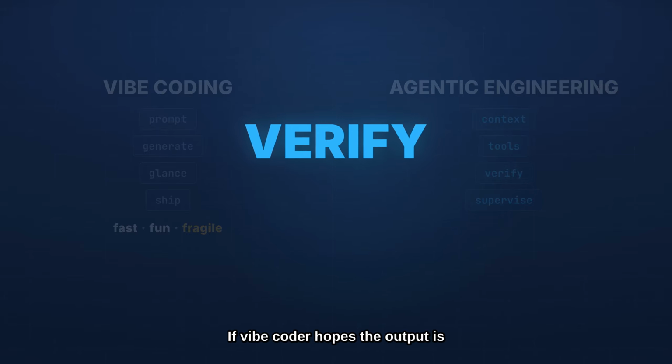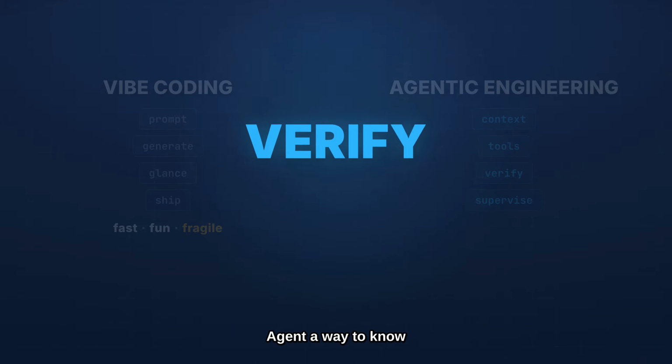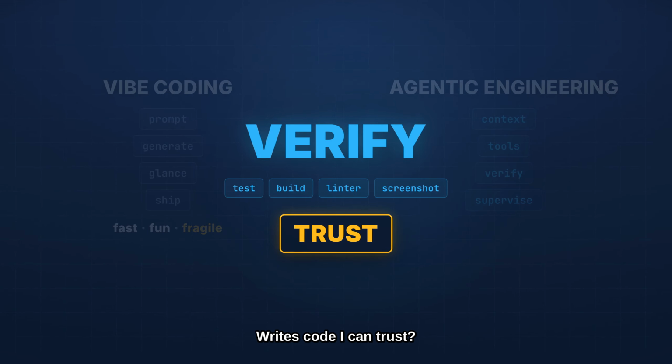A vibe coder hopes the output is correct. An agentic engineer gives the agent a way to know: a test, a build, a linter, or a screenshot, and closes the loop so the agent catches its own mistakes before you ever see them. That's the shift this whole series is about. Not how do I get Claude to write code? It already can. It's how do I build a setup where it writes code I can trust.